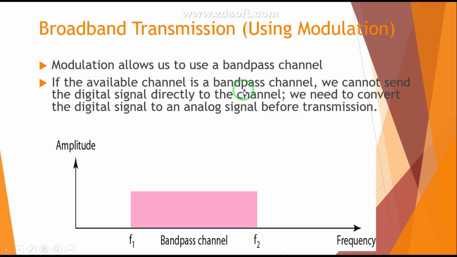This is the most important thing. In a low pass channel, the lower limit is towards zero, and the upper limit can be any frequency including infinity. On the other hand, broadband transmission or band pass channel has a bandwidth with the frequency between f1 and f2. So in this manner, you can differentiate your low pass and band pass channel.